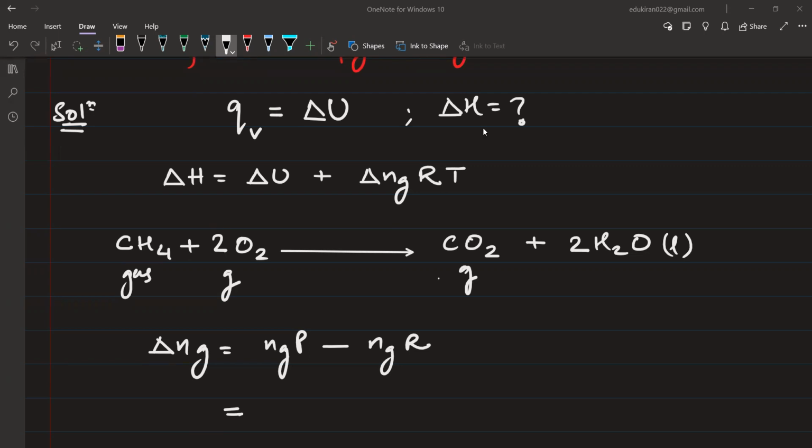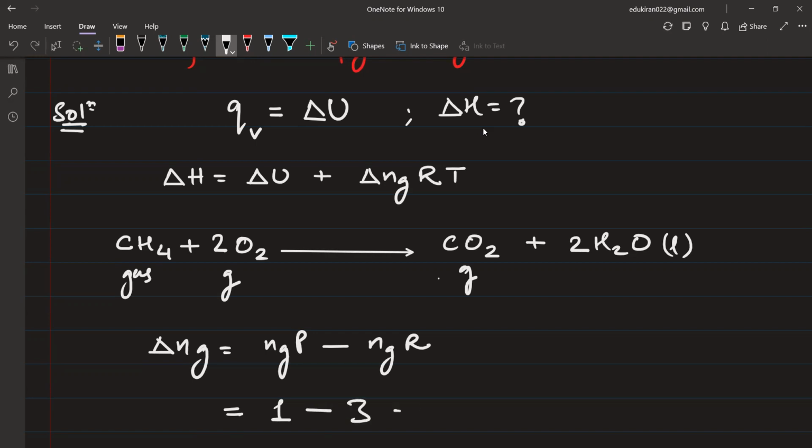How many moles of CO2 will there be? If there is nothing, what is the stoichiometry here, Hiba? If there is nothing here? One, no? Yeah. I hope this was not very difficult. How many moles of gas in product? How many moles of gas in reactant? Tell me.